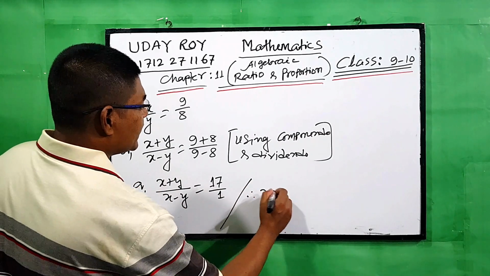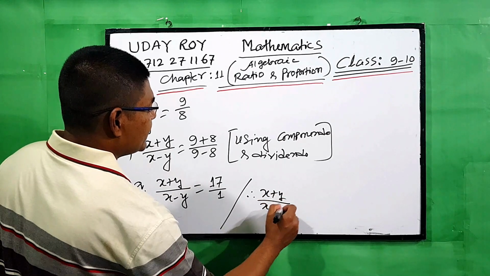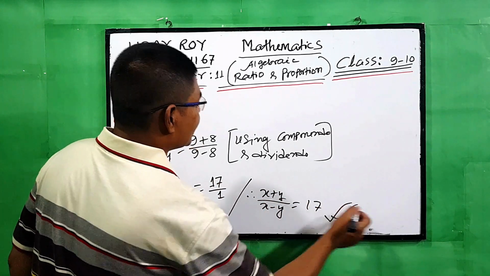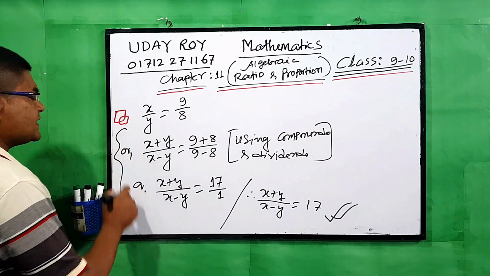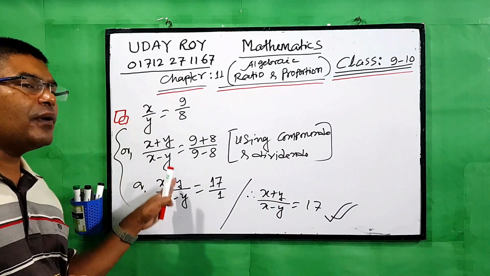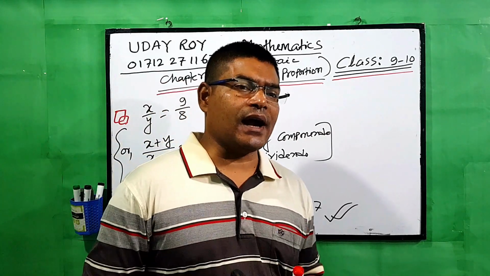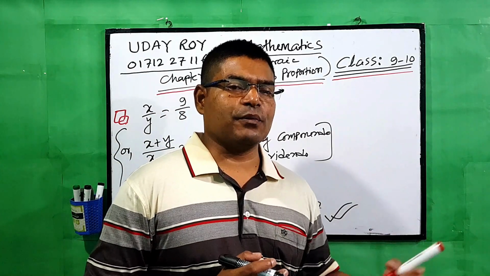Therefore, we will get x plus y over x minus y equal to 17. So this is the example of componendo and dividendo. Now we will learn dividendo and componendo.